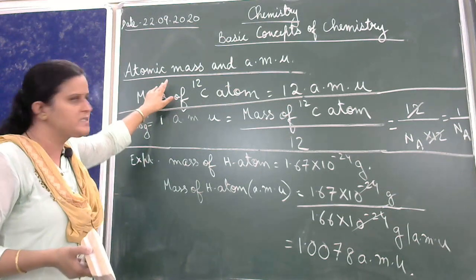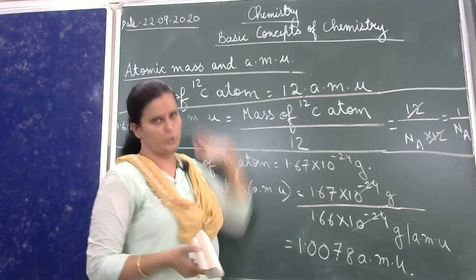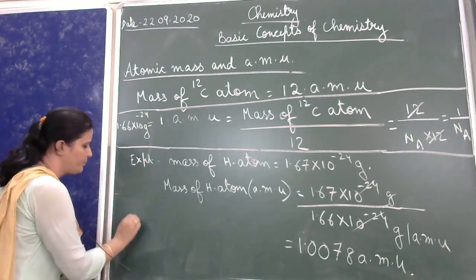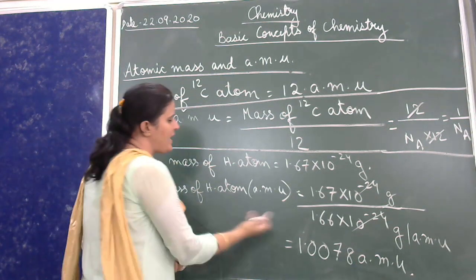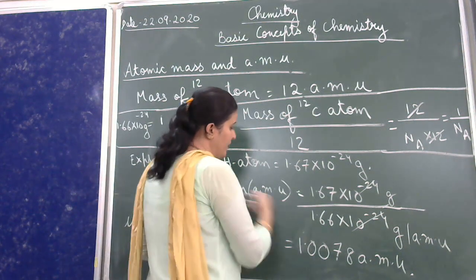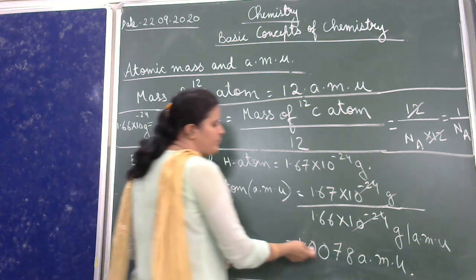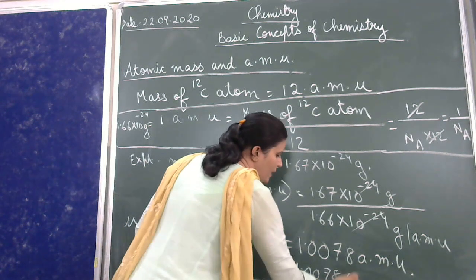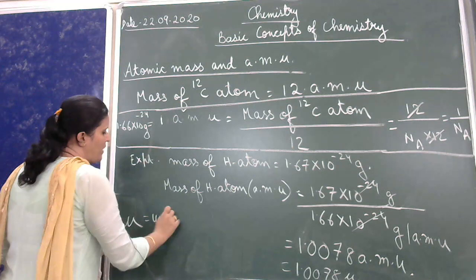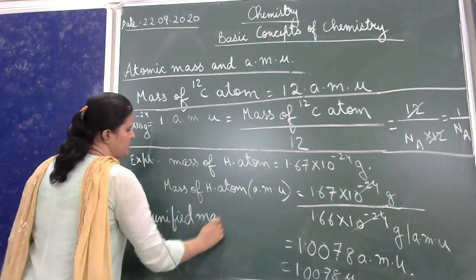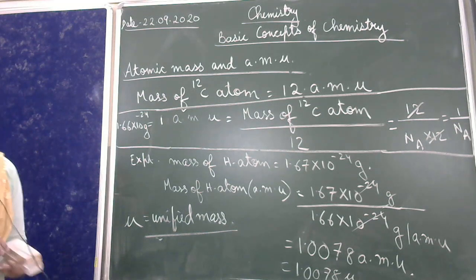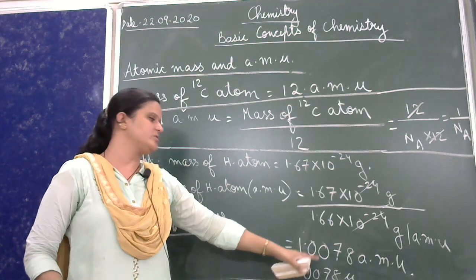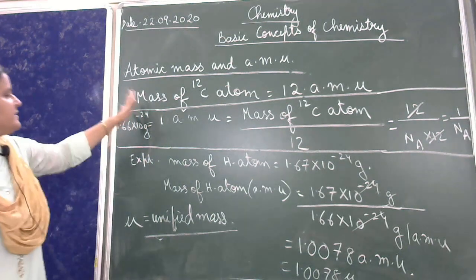What is atomic mass and what do I mean by atomic mass unit? But nowadays, this atomic mass unit is again replaced by u. That means the mass of hydrogen atom, not in AMU but in unified mass, I will write as 1.0078 u. And what is u? u is unified mass, which is used nowadays. So the mass of hydrogen atom can be written as 1.0078 u. I hope this topic is clear.